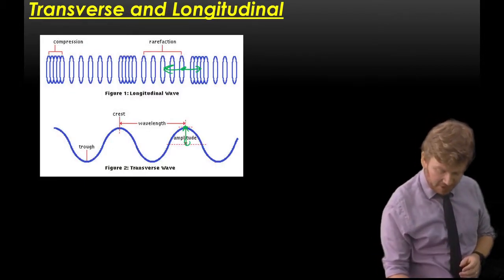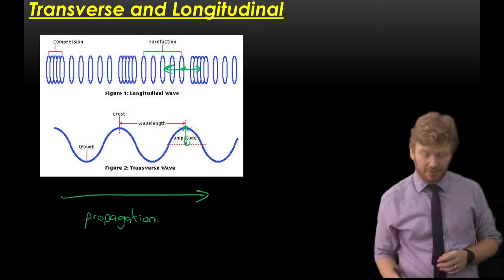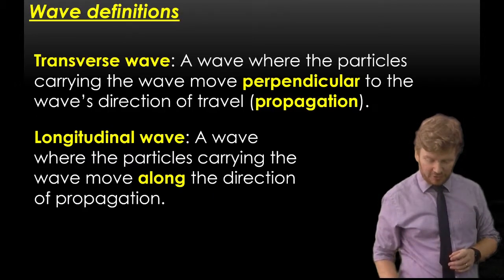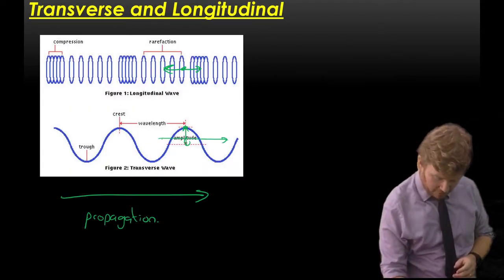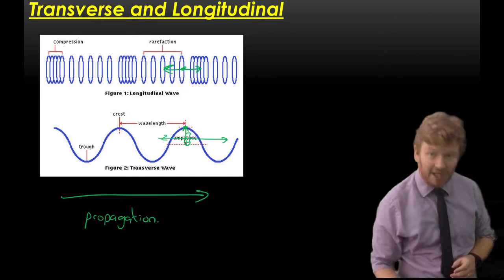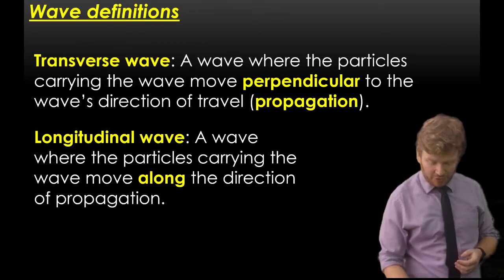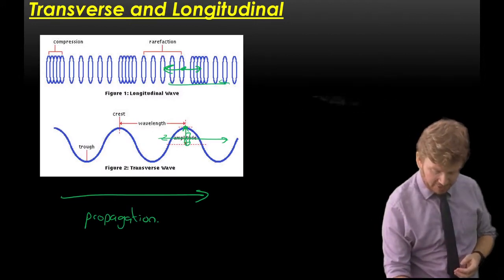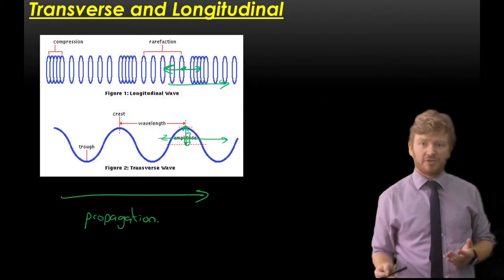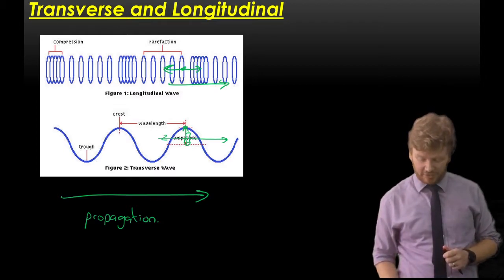If you think about this, if my wave is propagating or moving from left to right, then for a transverse wave, they're going to go up and down. Because if the direction of propagation is that way, we can see I've got a 90 degree angle to the direction of the actual particle moving. So it's moving perpendicular. For longitudinal waves, the particles carrying the wave move along the direction of propagation, or parallel to the direction of propagation. You're going to need, again, those key definitions, and you're going to need diagrams for that.